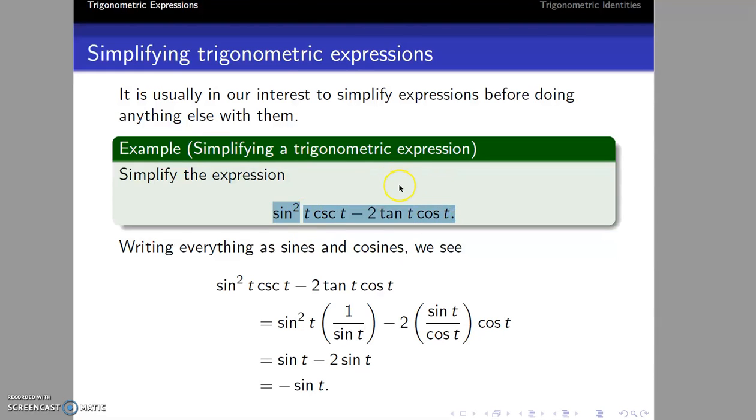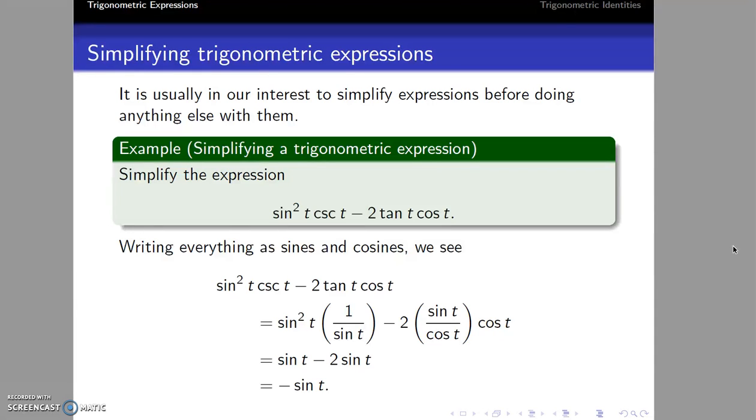So if I were to simplify this thing, what I would do is first of all write cosecant as 1 over sine. Write tangent as sine over cosine. And then wait a minute, I've got sine squared over sine. Well, whatever number sine comes out to be, with one exception we'll get to in a second, but with everything else, sine over sine cancels itself out. So sine squared t over sine t is just sine t. And then for the other term, I've got sine over cosine all times cosine, so the cosines will cancel.